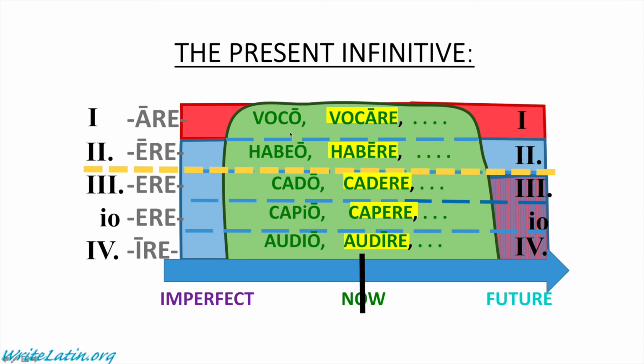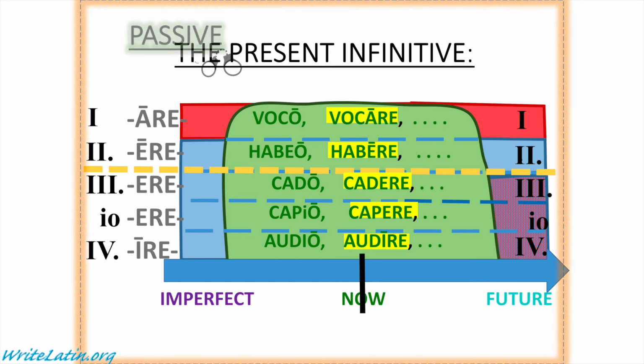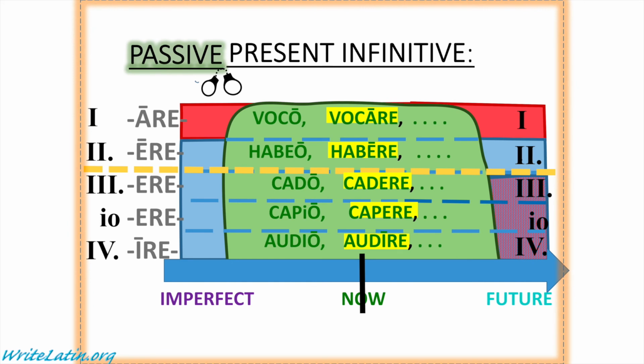So as long as you know that the first conjugation is are, the second is ere, the third is ere, and the fourth is ire, then you've got the active infinitive, to blank. But how do you say to be blanked passively? Well, the rule you learned for that was you replace the final E with a long I, just like this.